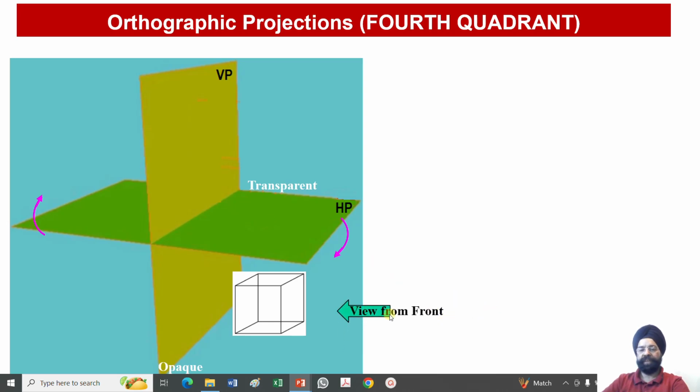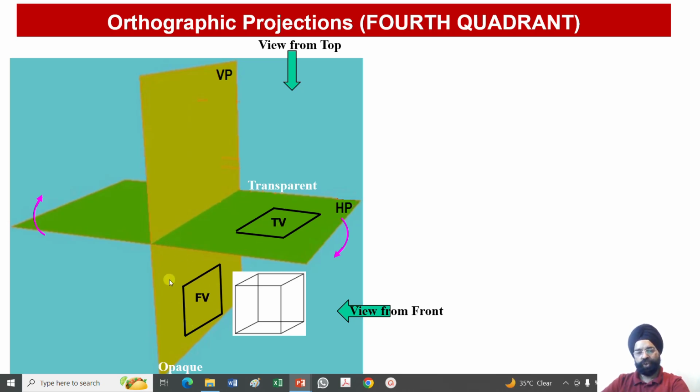Now let us look at this object from the front. Look at the object from the front, the image is obtained. Look at the object from the top, the image is obtained on HP. But again, the front view which is obtained on VP is mutually perpendicular to the top view which is obtained on HP. The front view is obtained by looking straight, so it is not to be tampered with, whereas this view is mutually perpendicular to the front view. So this will be rotated downward. If I rotate it downward, again you can see there will be overlapping of the front view and the top view.